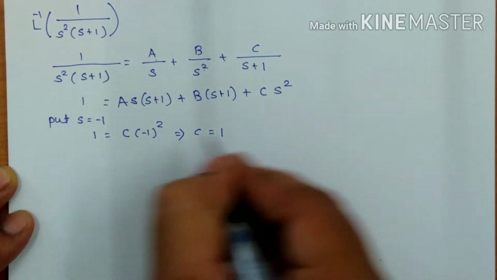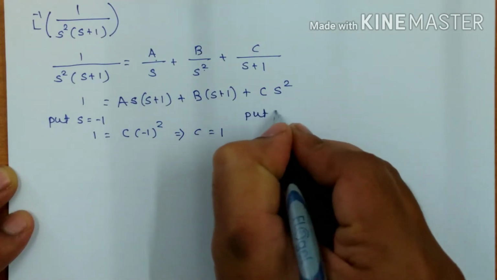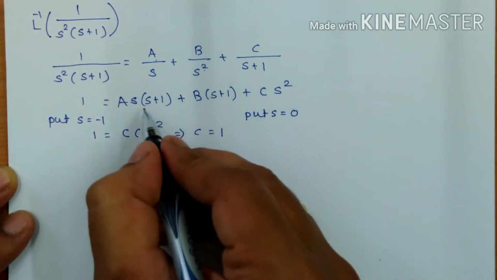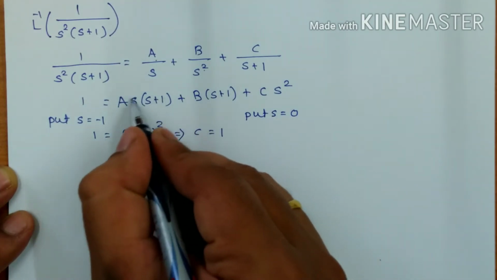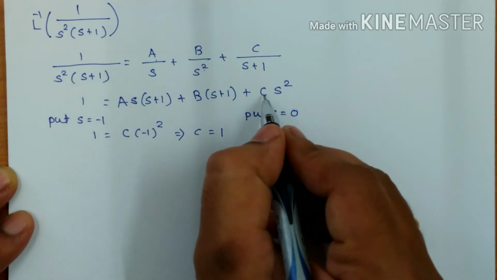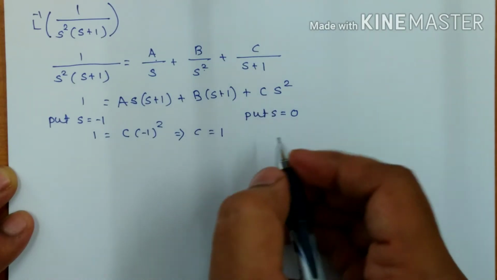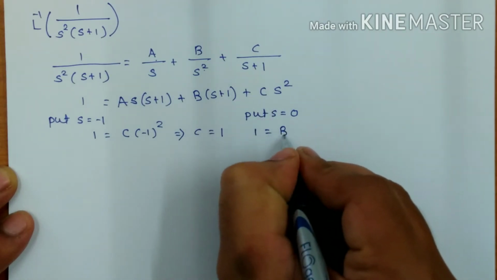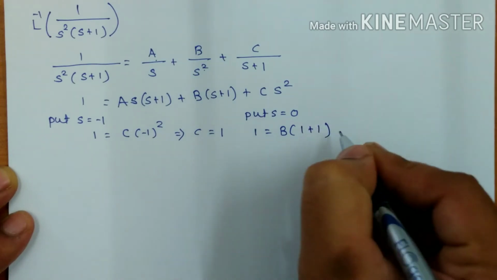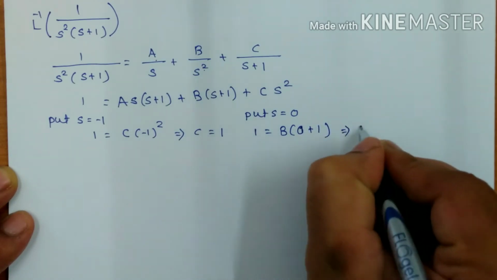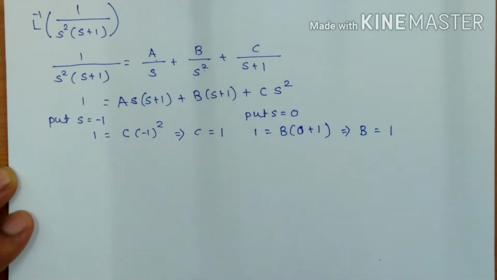Now we'll make another substitution. Say put s is equal to 0. When I substitute s as 0, 0 into the entire term is going to be 0. Here also 0 into c becomes 0. Hence 1 is equal to b into bracket 1 plus 1. Sorry, 0 plus 1. So this implies b also equals 1.